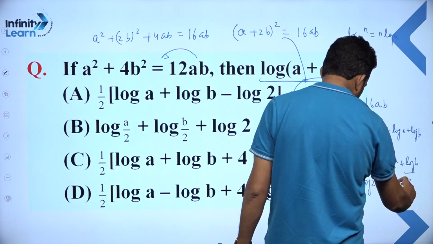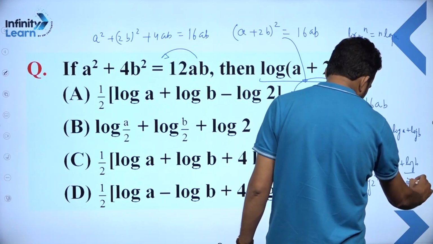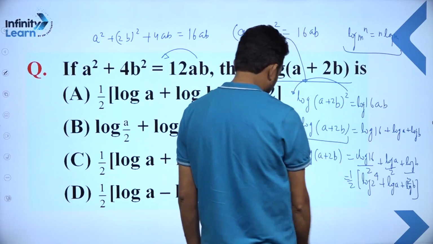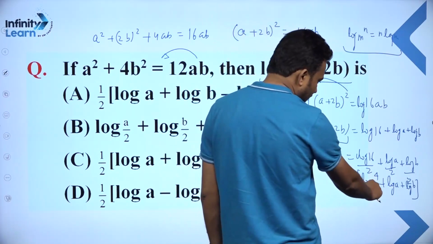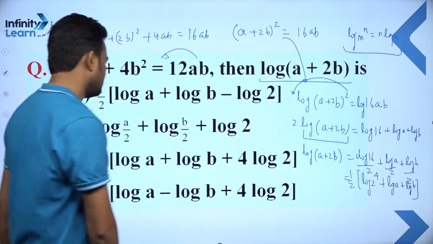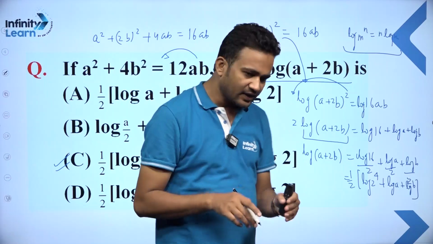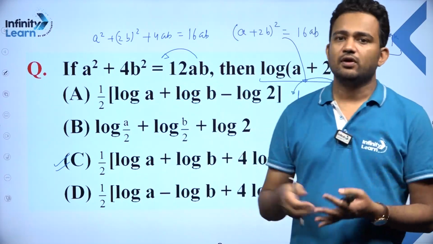And this will be log A plus log B. Right. So this is 2 power 4. Use this property. So it becomes 4 log 2, 1 by 2 into 4 log 2 plus log A plus log B. That is option C. Right. So you have to simplify according to the options.